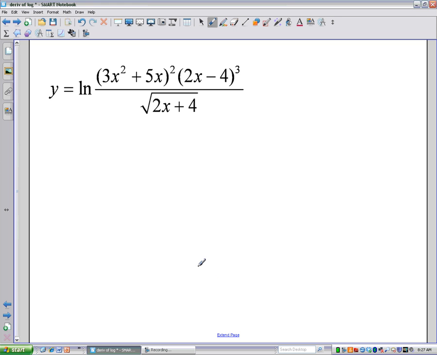Ooh, look at this one. This looks like this could be fun. It looks like quotient and product and all sorts of things mixed together. That's what you'd think, right?